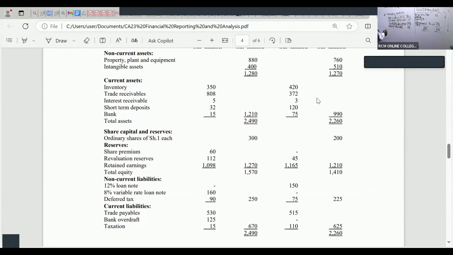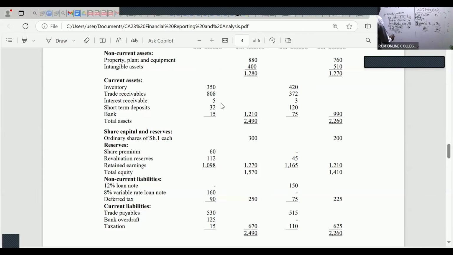So we have, ladies and gentlemen, here, interest receivable. Then we have balance brought down. The 2022 one is 3. And then we have balance carried down, ladies and gentlemen, the 2023. The 2023 for interest receivable here is 5.